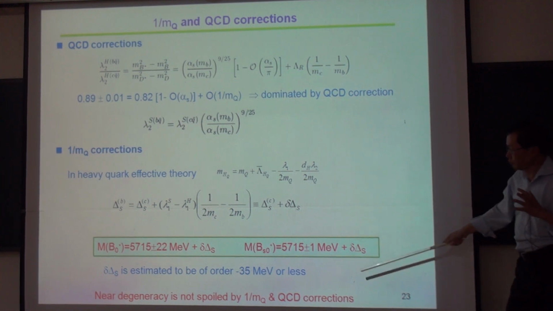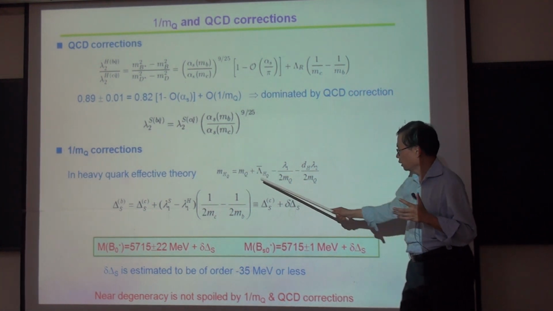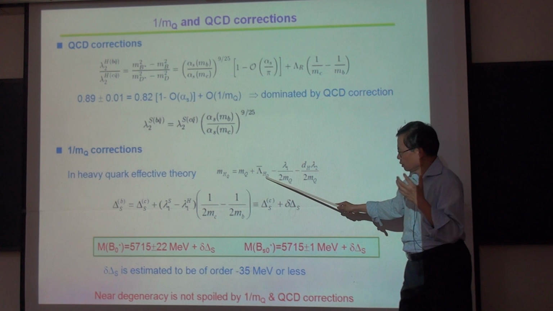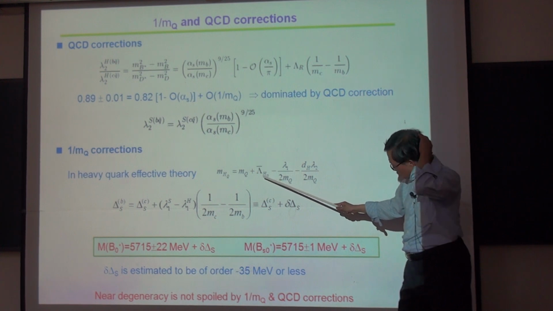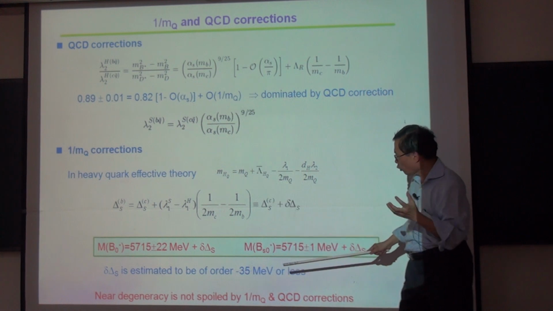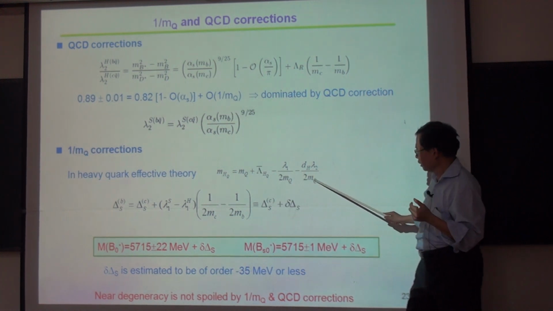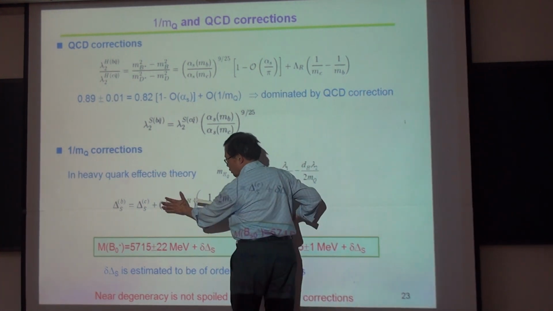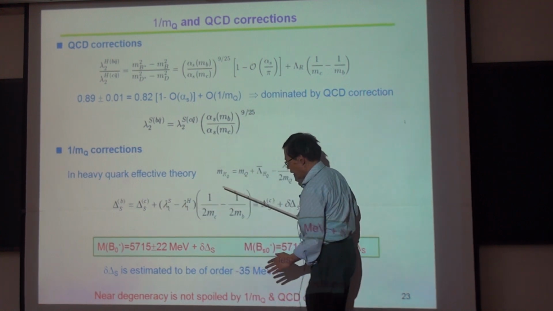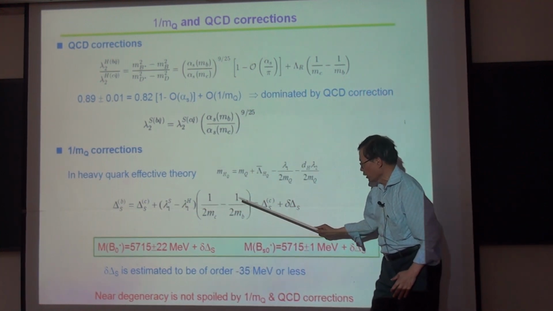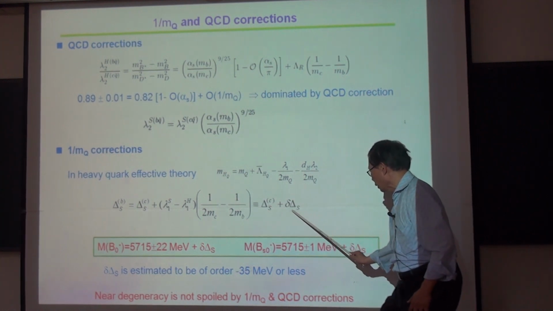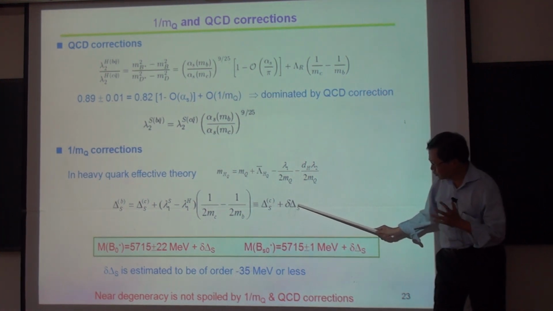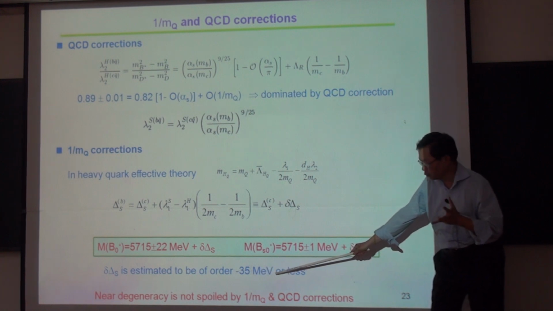There's also a 1/m correction. In heavy quark effective theory, you just write down the mass of the heavy hadron in terms of the quark mass. This one is the effective energy of the light quarks, this one is the effective energy of the heavy quark, and this is the chromomagnetic interaction. Anyway, in the heavy quark limit, this one is equal to 1. So this is a 1/m correction. I just write down this correction as a delta term, and we have calculated an estimate of delta, this 1/m correction. It's about -35. Anyway, I will not go into detail.